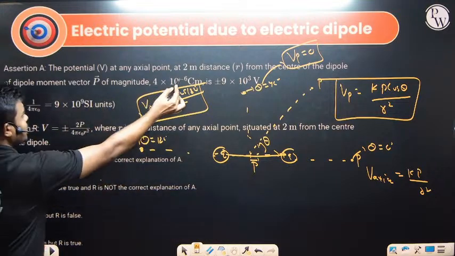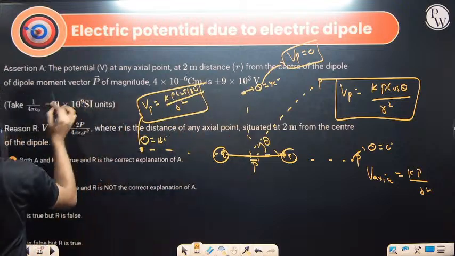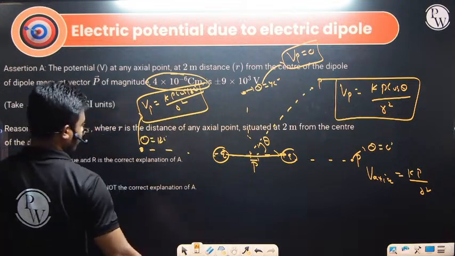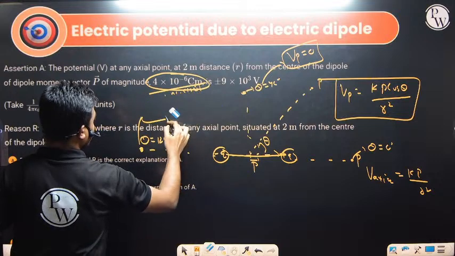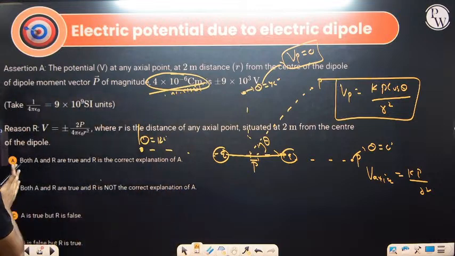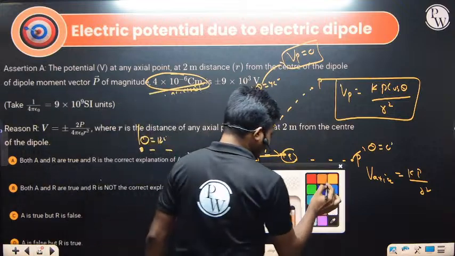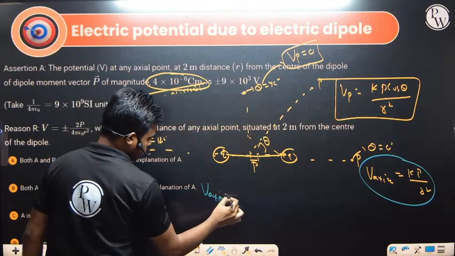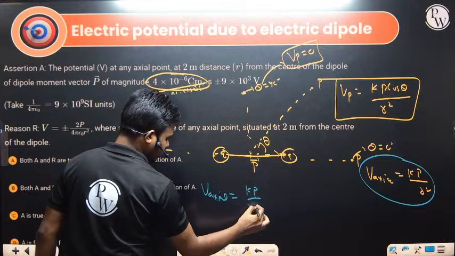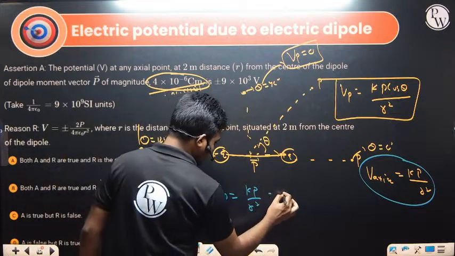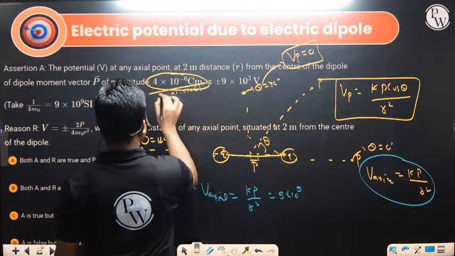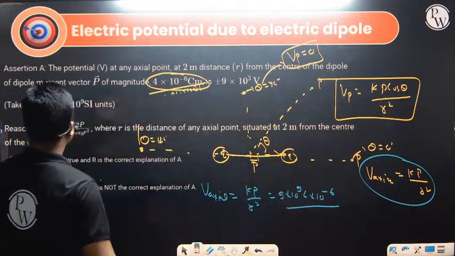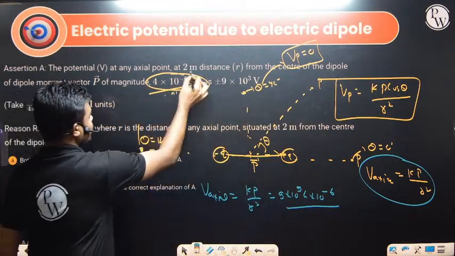So the potential V on an axial point 2 meter distance from the center of the dipole, with dipole moment P given as 4 into 10 to the power minus 6. What is the value on the axial line? At any point on the axial line we use this formula: V equals Kp divided by r square. Putting the values: 9 into 10 to the power 9, dipole moment 4 into 10 to the power minus 6, divided by distance, which is 2 meter, so 2 square.